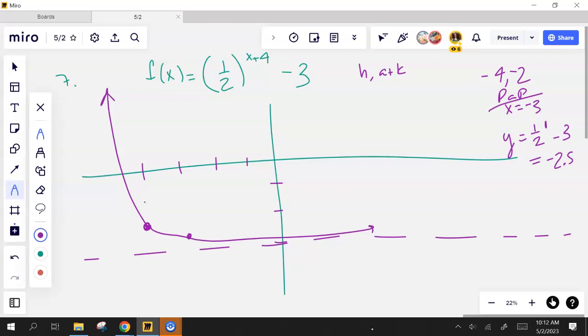What? 1. If you pick -5, it should still work. You just get a crazy decimal, I think. Yeah.